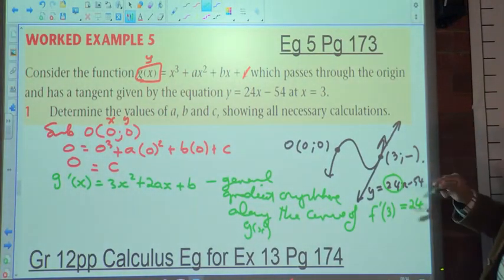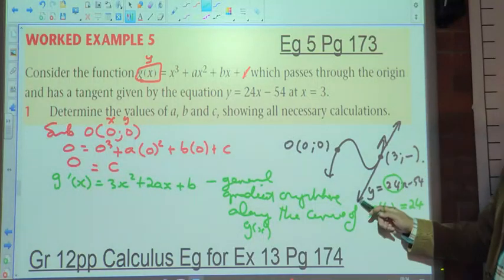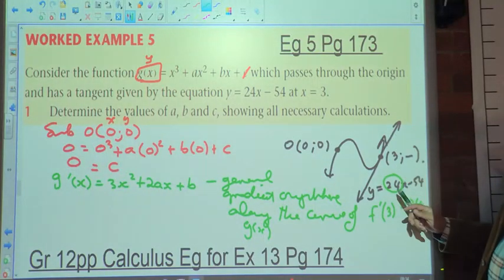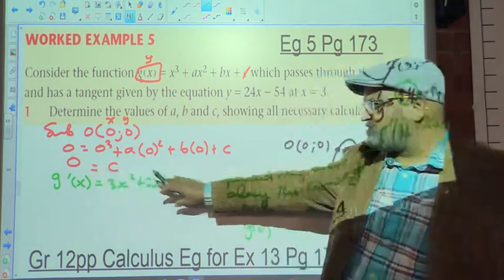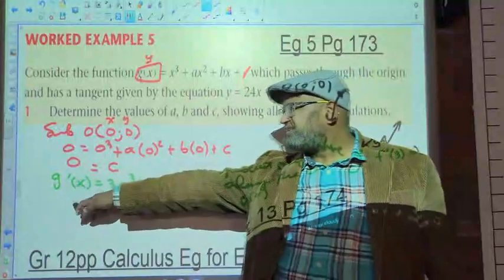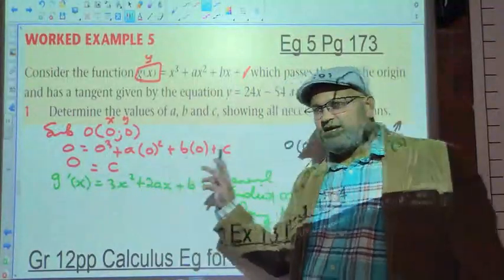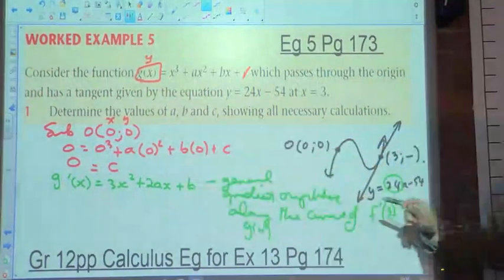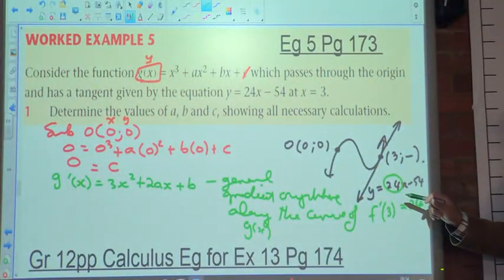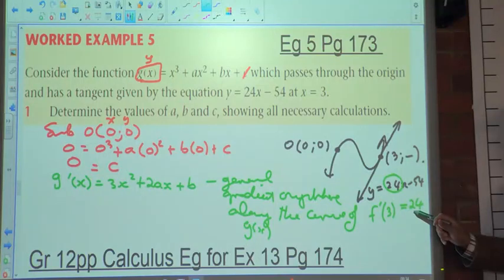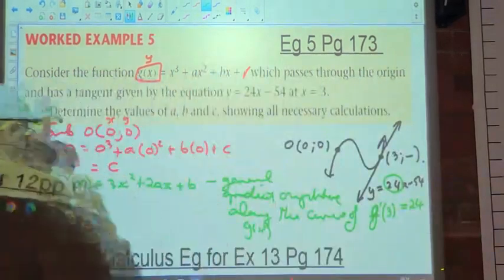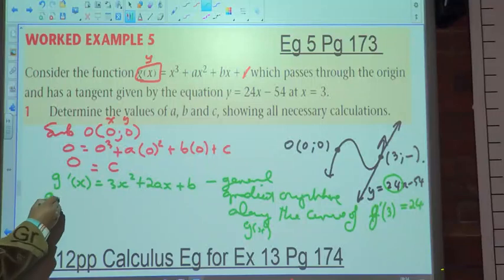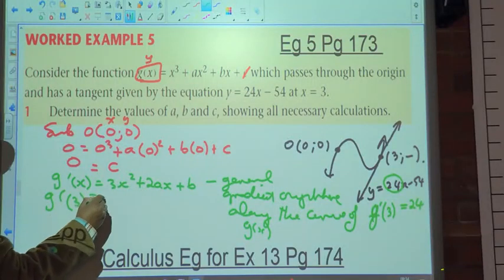Because we have the equation of the tangent at 3, what is the gradient of this tangent? 24. Which means to say, if this was a normal g of x graph without the variables, and I worked out the derivative, and I substituted 3 in, I would have gotten 24 out. So the gradient at 3 is 24. So with that information, I'm going to say, okay, g prime of 3 is 24.